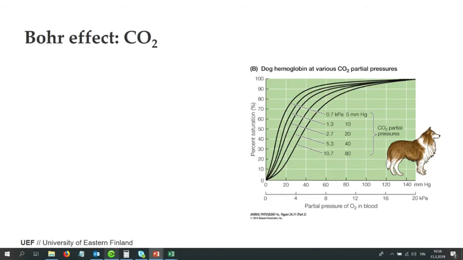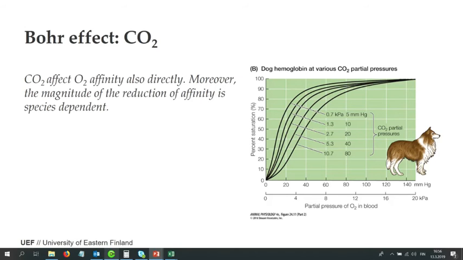But it's also affected by carbon dioxide. So that's why we also have the carbon dioxide Bohr effect. Besides carbon dioxide affecting pH, it's also affecting directly. And surprise, surprise, it depends on the species. In some species, this magnitude is very large, and in some cases it's quite minimal. So in some cases, that means the accumulated carbon dioxide in the circulation affects some animals more drastically.